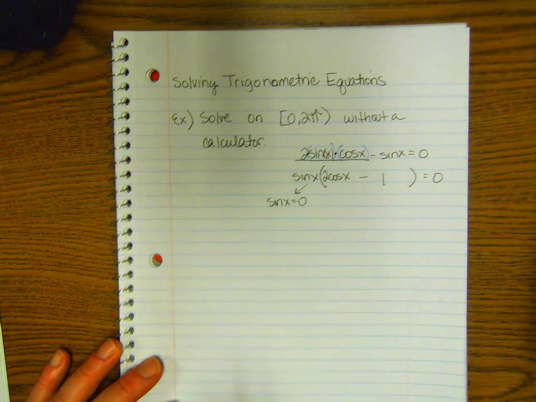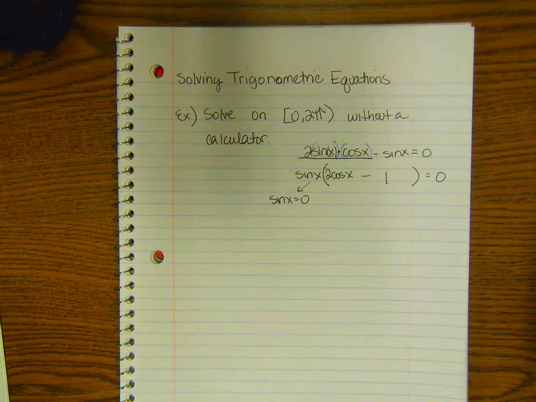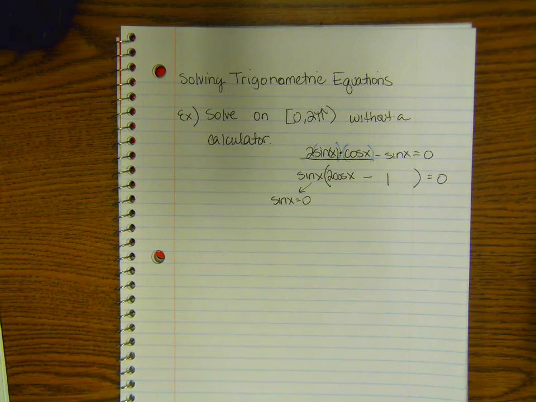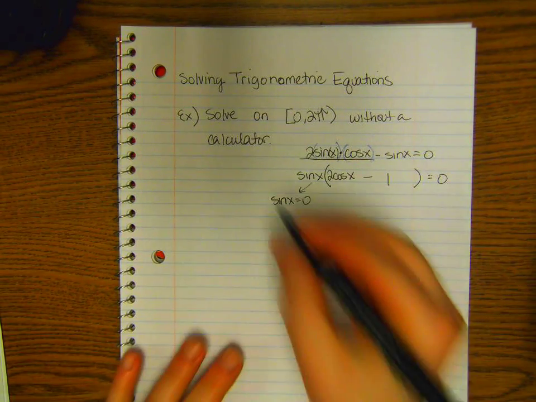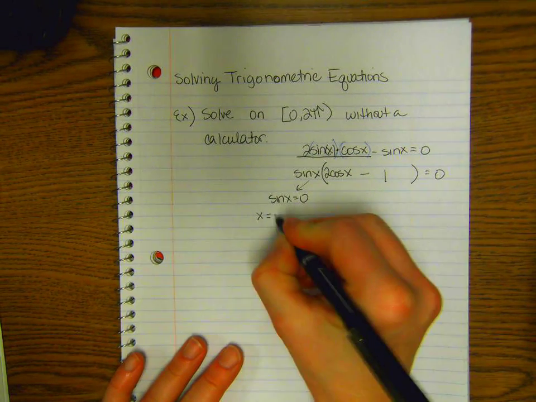So this is where we have to figure out x. X is an angle between 0 and 2 pi. So let's think. Unit circle. Alright. Sine is the second coordinate, right? Where in the unit circle is the sine 0? 0 and on the other side, which would be? Yep. So the answer to this one is 0 and pi.